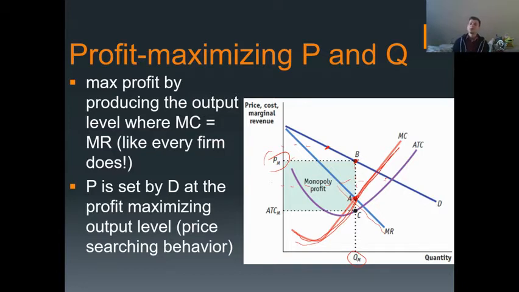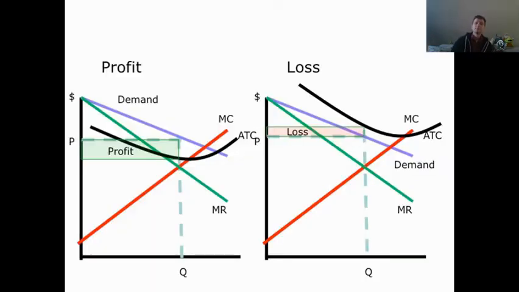So you do have to consider those things when discussing monopoly price searching behavior. Now, what does this look like when you have profits and losses? It's the same analysis as we did with perfect competition. If your ATC is below your price at the profit maximizing quantity, then you have a profit. So that's on the left-hand side.